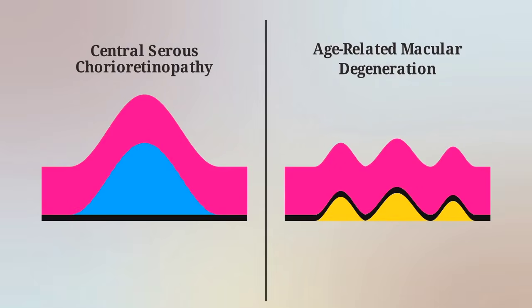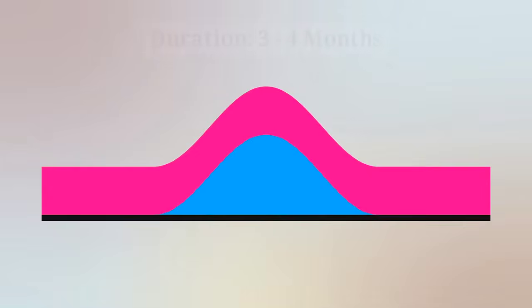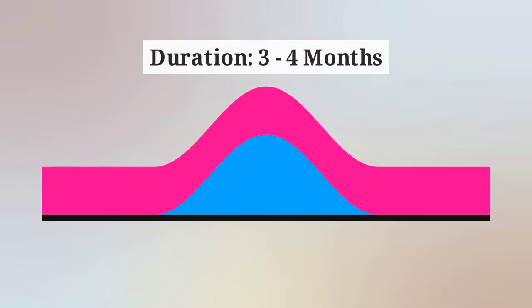On the right, typical AMD features rigid drusen forming underneath the RPE layer. On the left, CSC fluid buildup occurs entirely without the presence of drusen. The danger of CSC lies in chronicity.